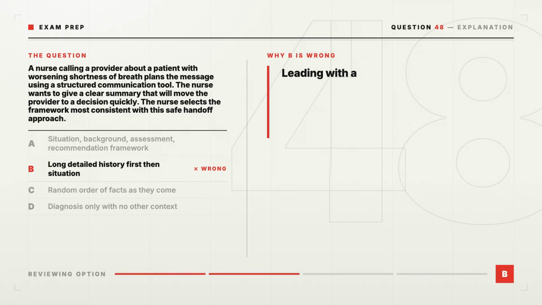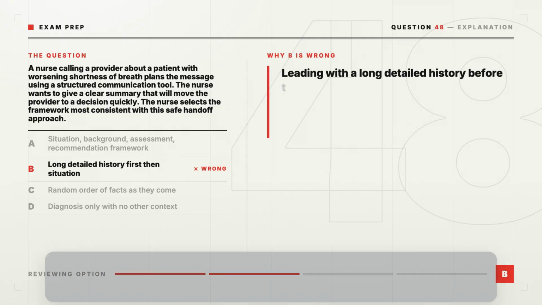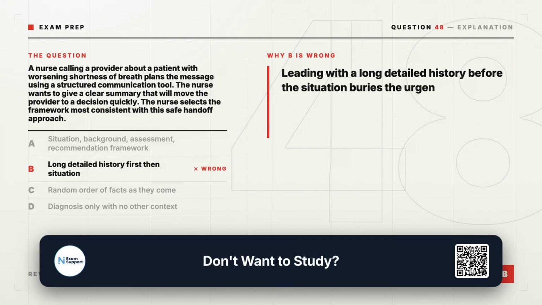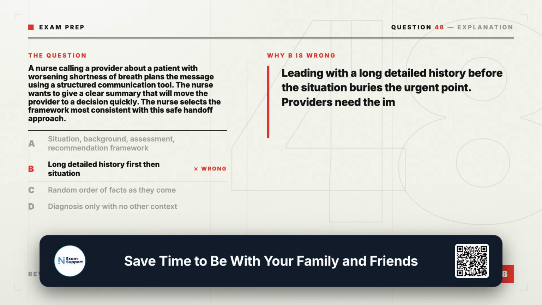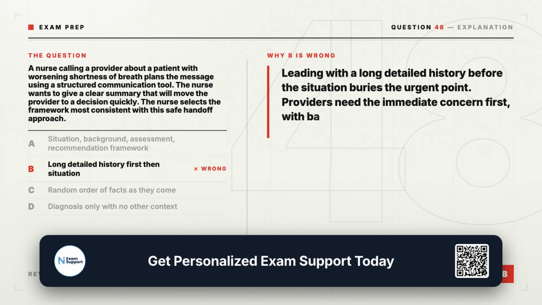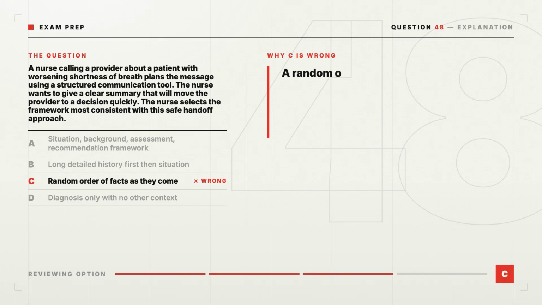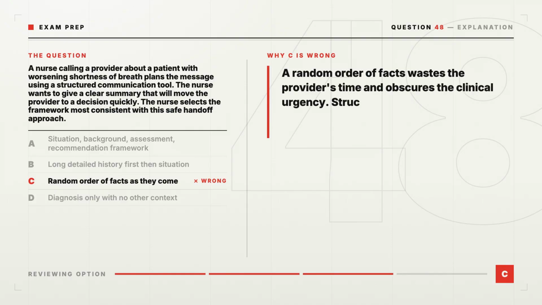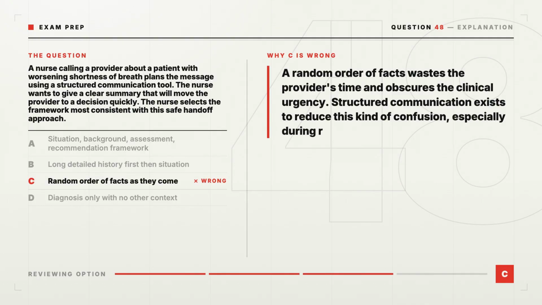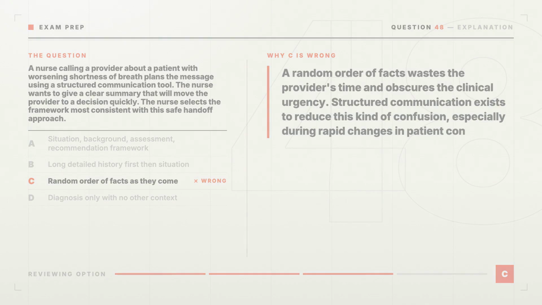B is wrong because leading with a long detailed history before the situation buries the urgent point. Providers need the immediate concern first, with background and supporting data following, so the call drives a decision. C is wrong because a random order of facts wastes the provider's time and obscures the clinical urgency. Structured communication exists to reduce this kind of confusion, especially during rapid changes in patient condition during care.